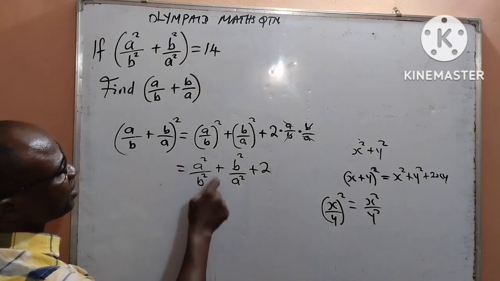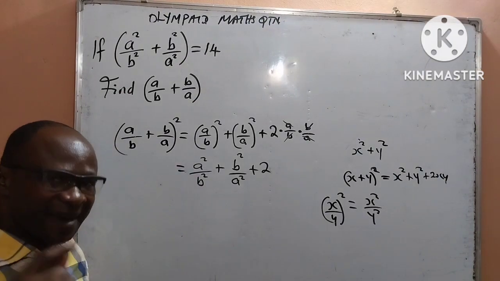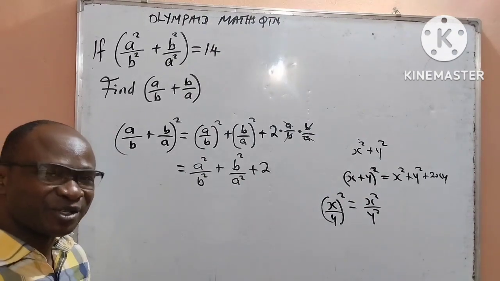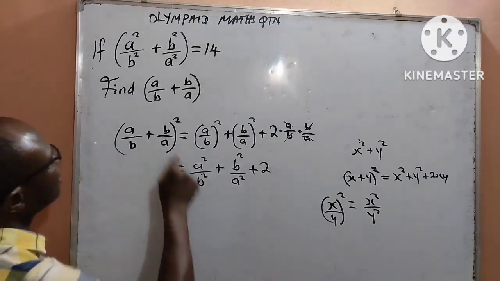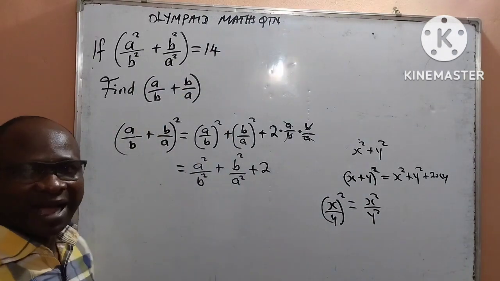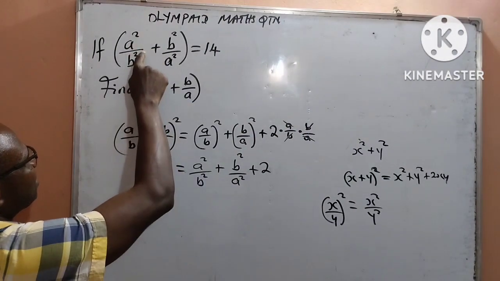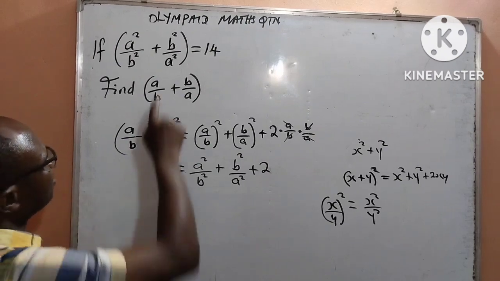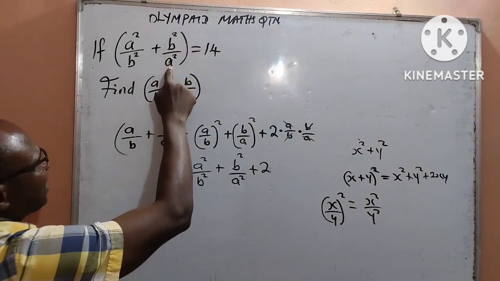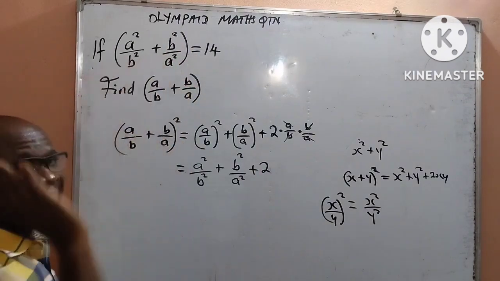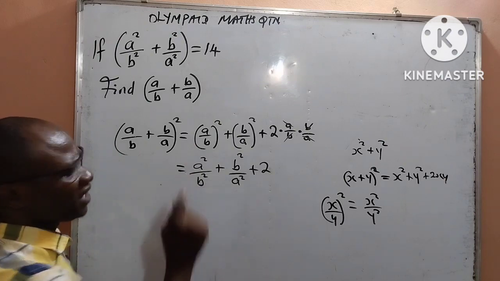Now, looking at it, we have reached that place that is of our most interest. And where is that? To get exactly what they have. Look at what they have: a to the power 2 over b to the power 2, plus b to the power 2 over a to the power 2. That is what they have. And that is what we have here.